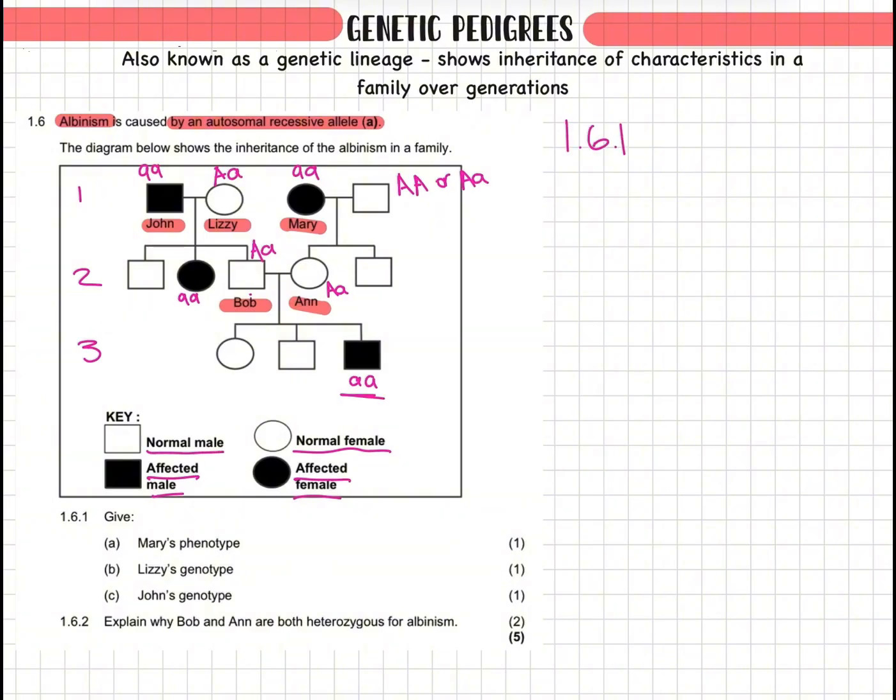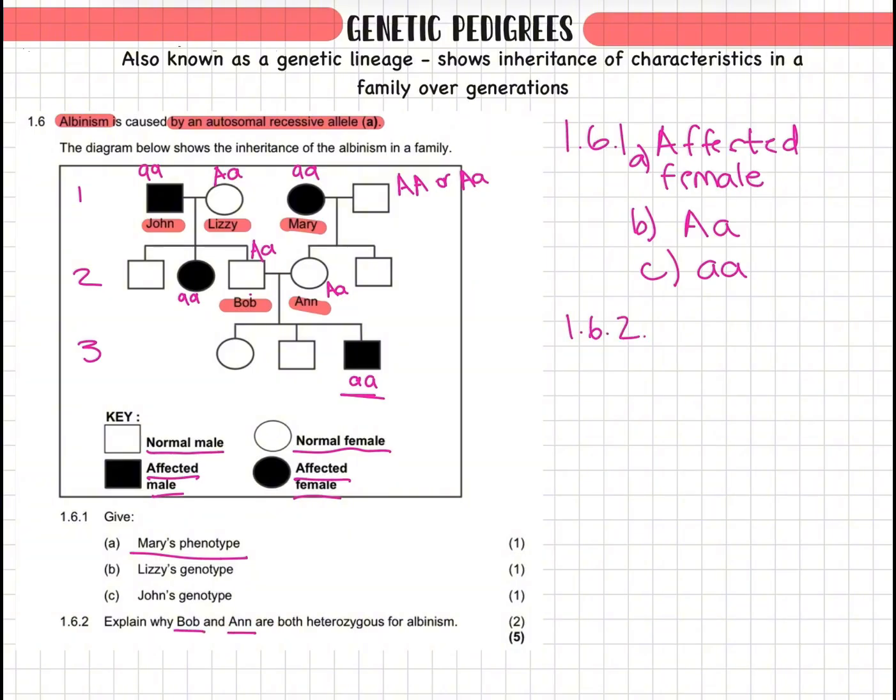Going to the first question, Mary's phenotype. We can see that Mary is an affected female. We've already identified Liz's genotype as well as John's genotype. Now the last question, you explain why Bob and Anne are both heterozygous for albinism.